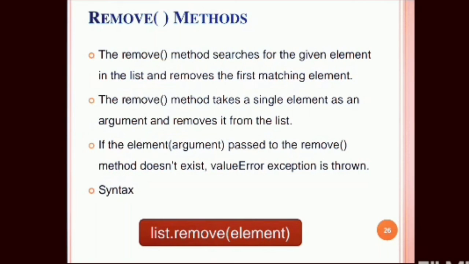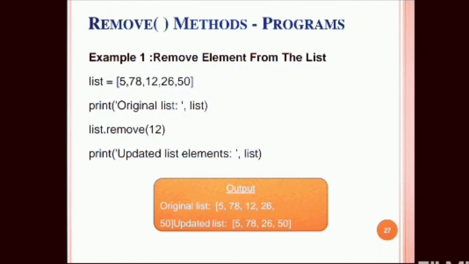Then next is the remove method. The remove method searches for the given element in the list and removes the first matching element. The remove method takes a single element as an argument and removes it from the list. If the element passed to the remove method does not exist, a value error exception is thrown. Syntax: list.remove(element). The program of the remove method, example 1 showing removing an element from the list.